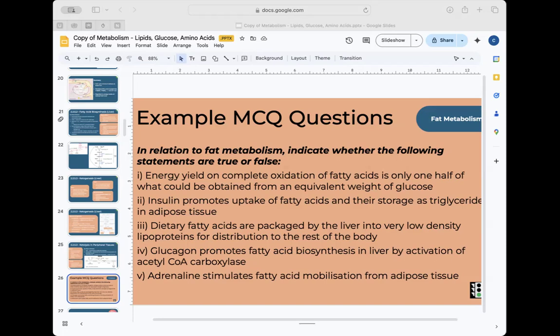Cool. Last one. Adrenaline stimulates fatty acid mobilization from adipose tissue.